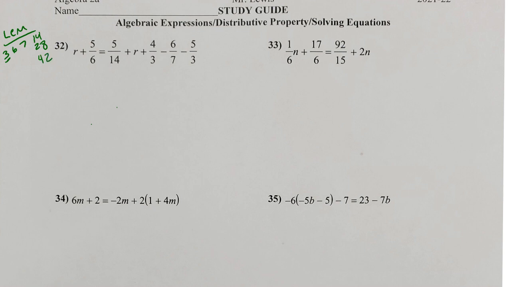So then I try 42. Well, 3 goes into 42. 6 goes into 42. 7 goes into 42. And obviously 14 goes into 42. So 42 is going to be your LCM or your least common multiple. Now, don't make the mistake and forget to multiply this first R by 42. Each piece gets multiplied by 42.